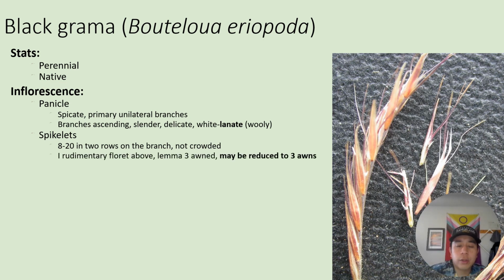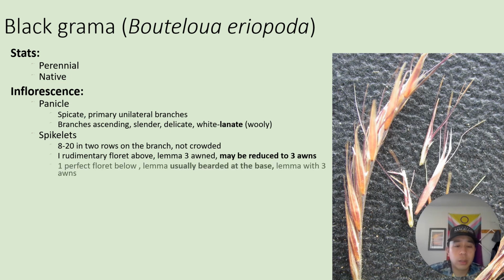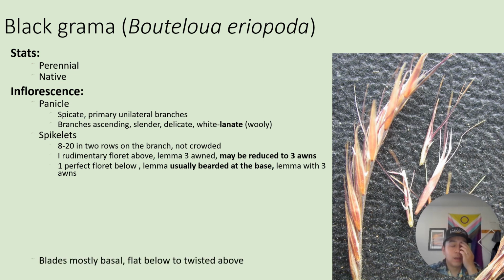It has one rudimentary floret above with a lemma that is 3-awned, but could be reduced, and so that means the awns could be smaller or shorter. It also has one perfect floret below, and there the lemma is usually bearded at the base, or hairy at the base, and it also has a lemma with 3 awns, so unfortunately the awn count doesn't help you there. But like I mentioned previously, perfect florets will have all the flower parts that we previously talked about, whereas rudimentary florets will be missing some of those flowering parts.